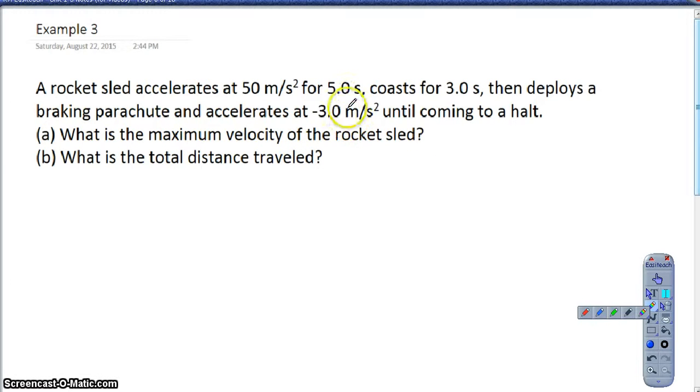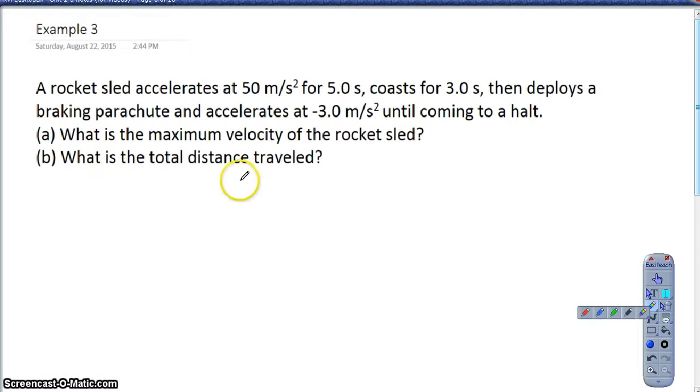But let's start with this one. This one actually should be one that hopefully right from the get-go you guys all feel comfortable with. We've got a rocket sled. It accelerates at 50 meters per second squared for 5 seconds, then it coasts for 3 seconds, then it deploys a braking parachute and accelerates at negative 3.0 meters per second squared until coming to a halt. What is the maximum velocity of the sled, and what is the total distance traveled?